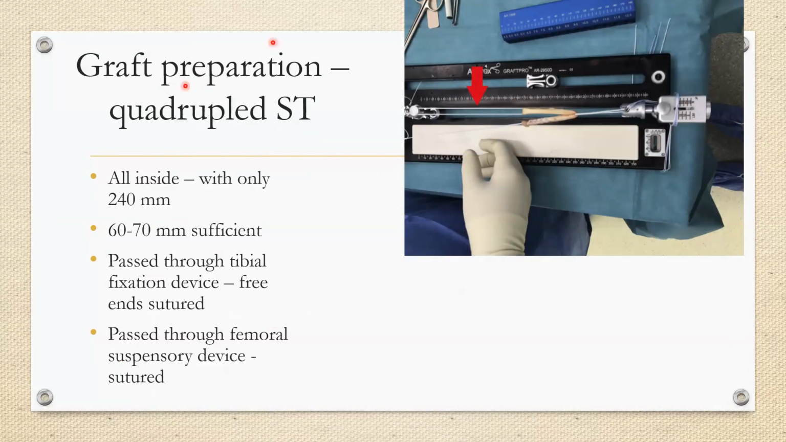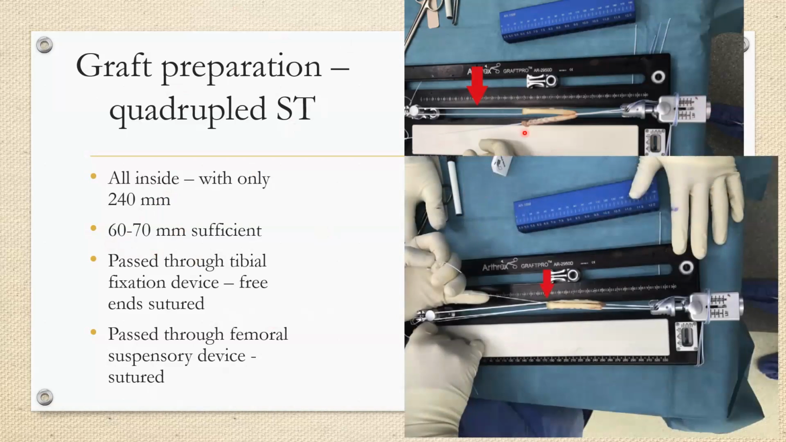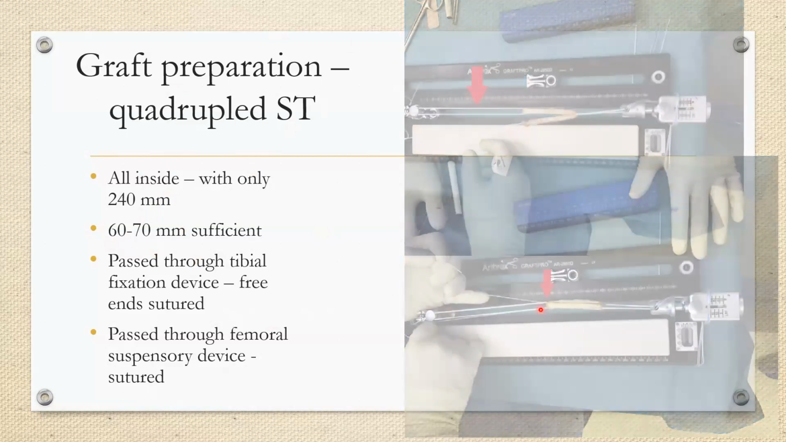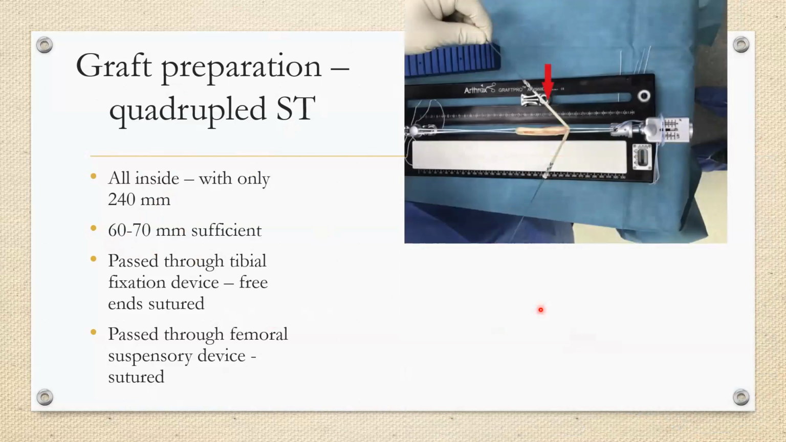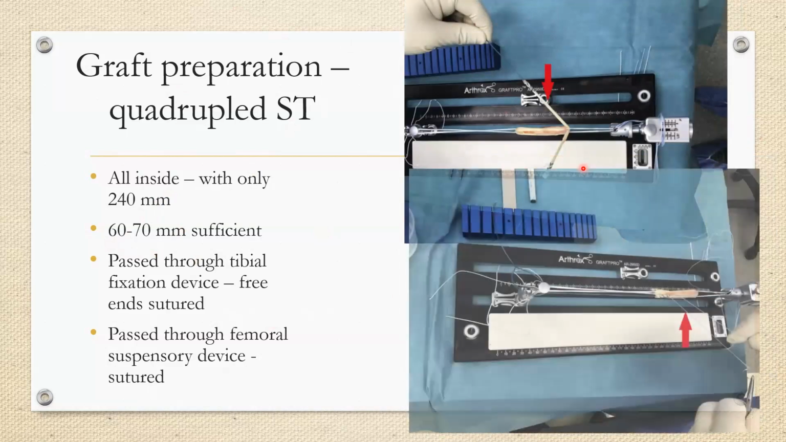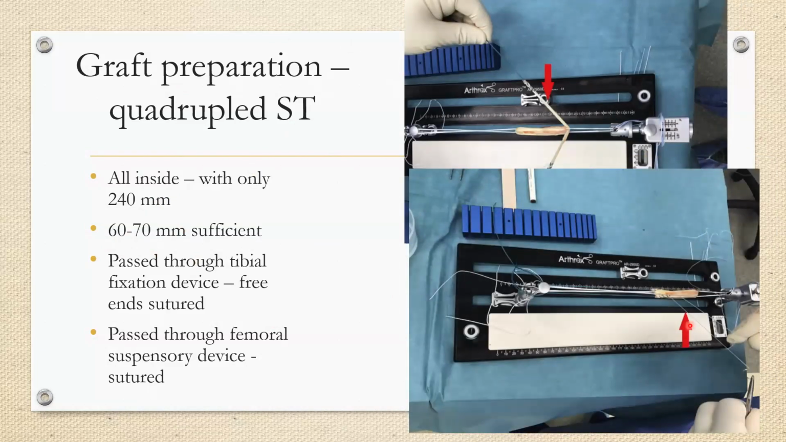The next technique is the quadrupled ST, which is done only when all-inside fixation is being done. The graft length with all-inside is only 240 mm, so a quadruple graft will only be 60 to 70 mm in length. As you can see here, the double graft is passed through the tibial fixation device, and the free end is sutured onto the other end of the graft, and this is passed with another suspensory device on the femoral side. At this point, if the graft is too small, an additional gracilis can be added, making it a 6-strand graft. This is also looped around and sutured onto the rest of the tendon.